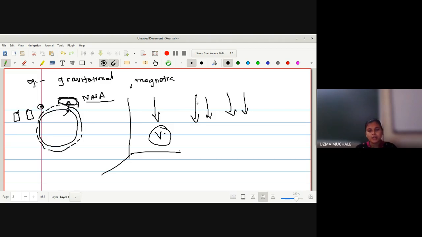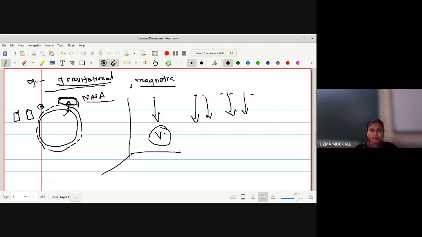If you are going to put any object, it will go in the downward direction, so that at every point P, if we are going to put one object, it will go in the downward direction. So this is what a spatial type, that is a gravitational vector field.